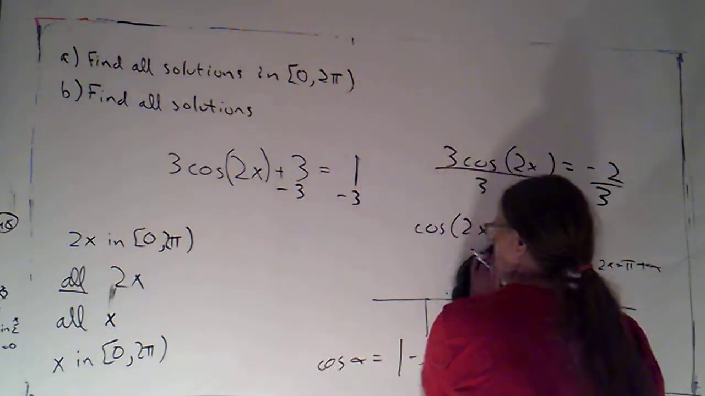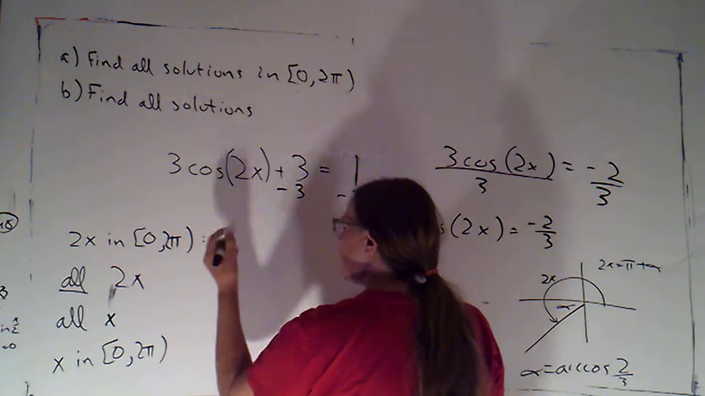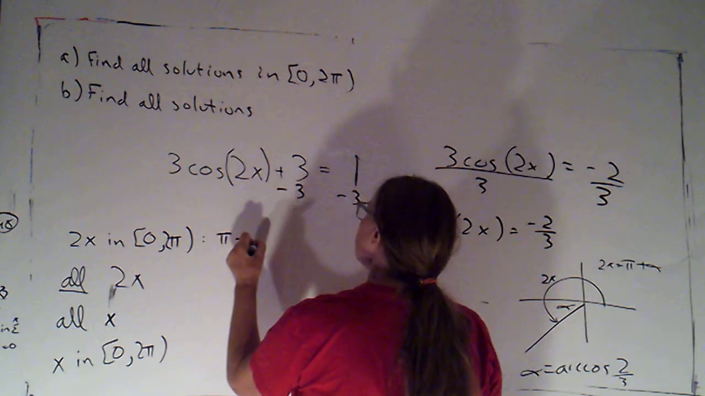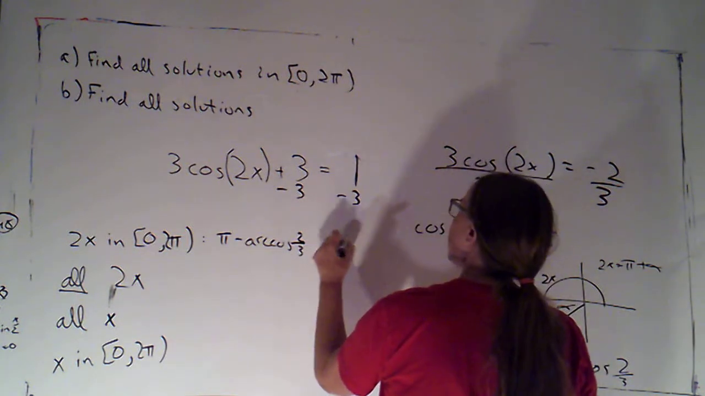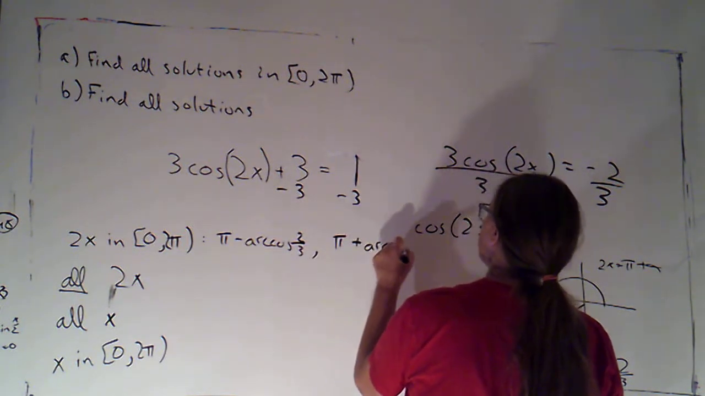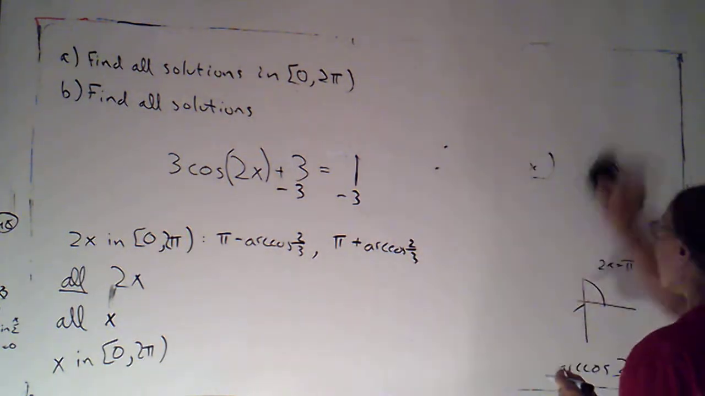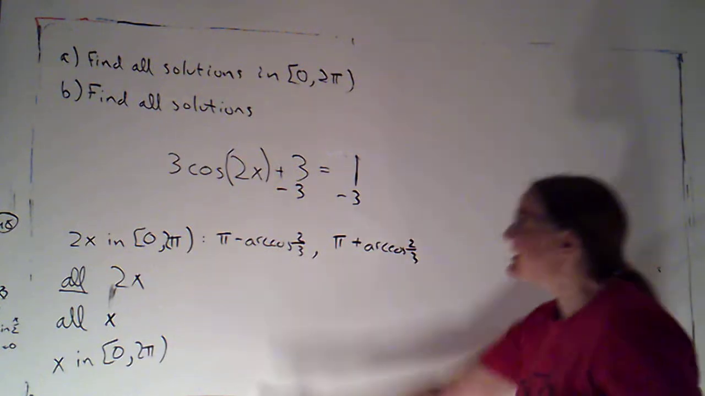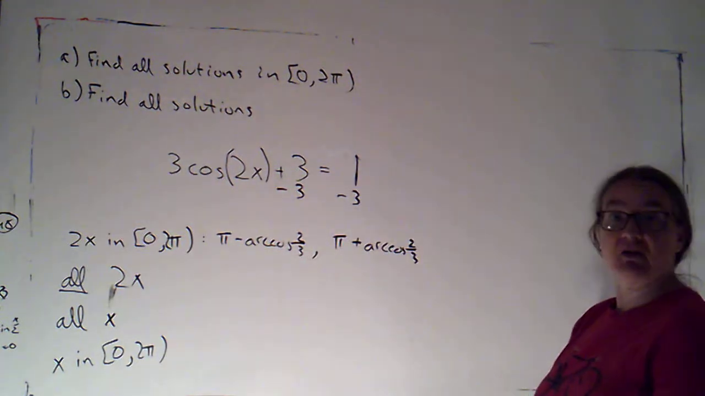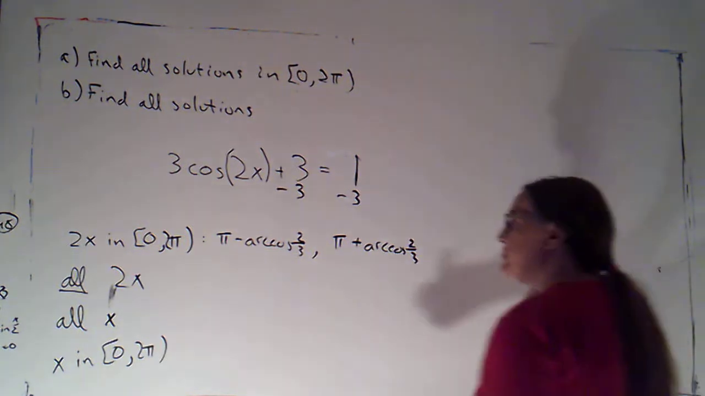Okay. I'm going to erase this picture so that I've got a little bit more room. But 2x could either be pi minus arc cosine of 2/3 or pi plus arc cosine of 2/3. So those are the two answers for what 2x could be in this interval. To get all possible values of 2x, I'm going to add a multiple of the period. So I'm going to add a multiple of 2 pi.